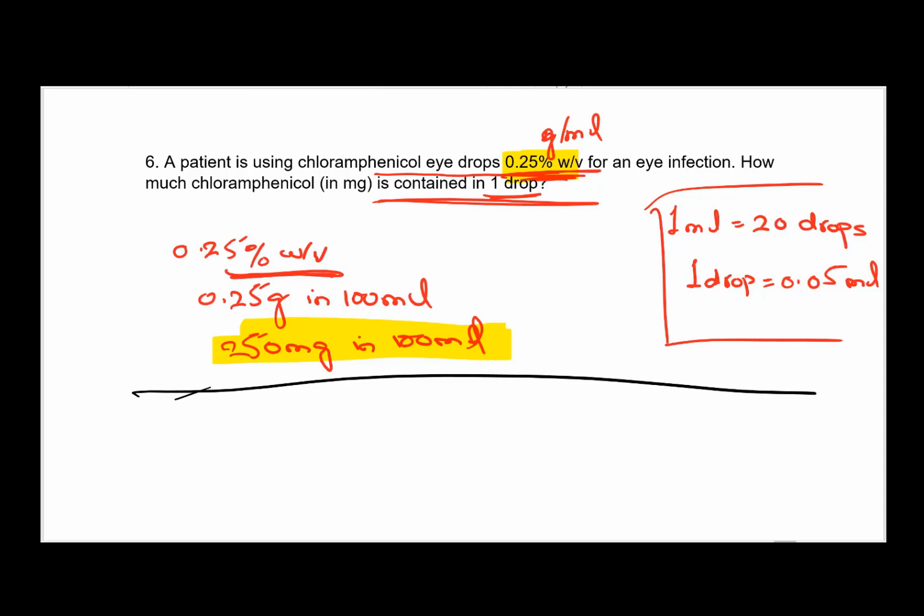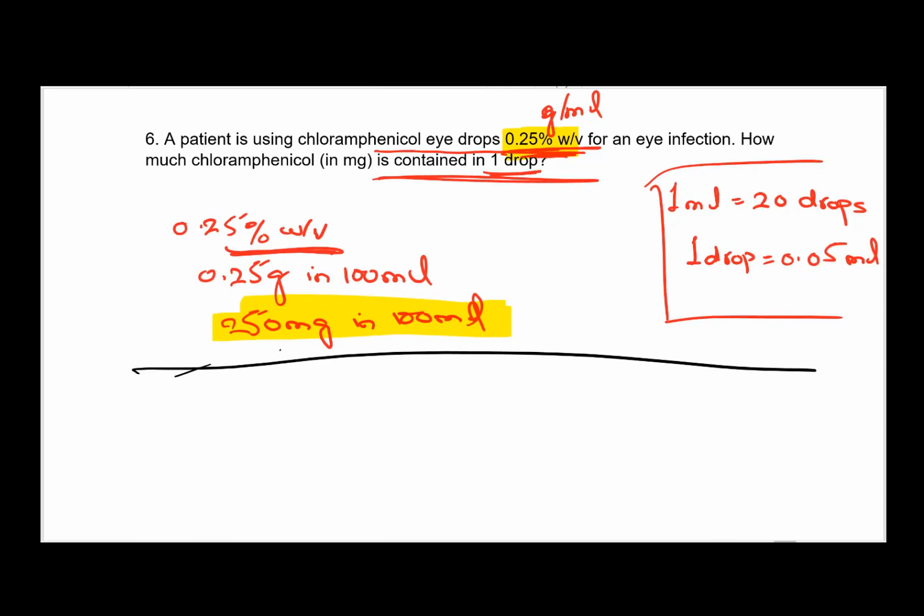So now once I know that 100 milliliters has 250 milligrams, everybody with me? This information has come from this. So now when I know that 100 milliliter has 250 milligrams, what would be 0.05 milliliters?